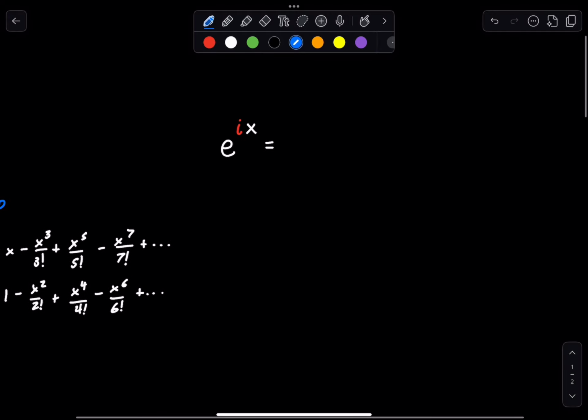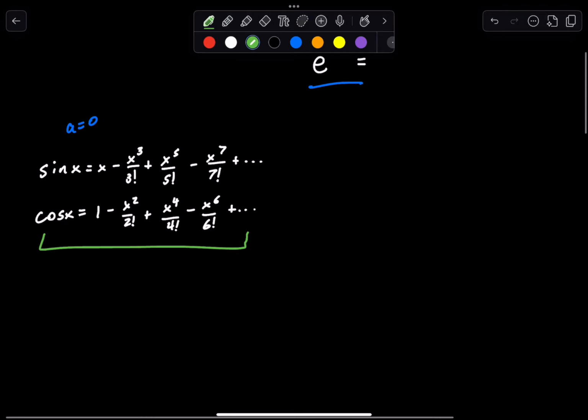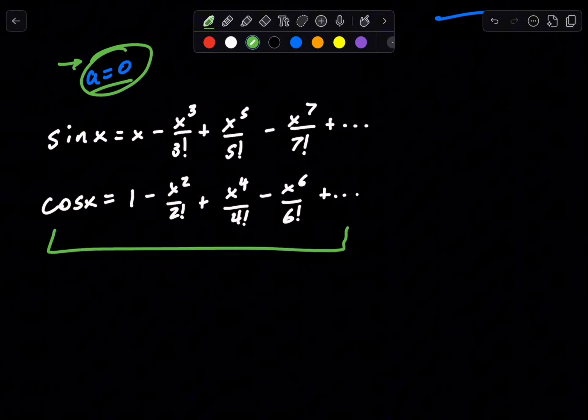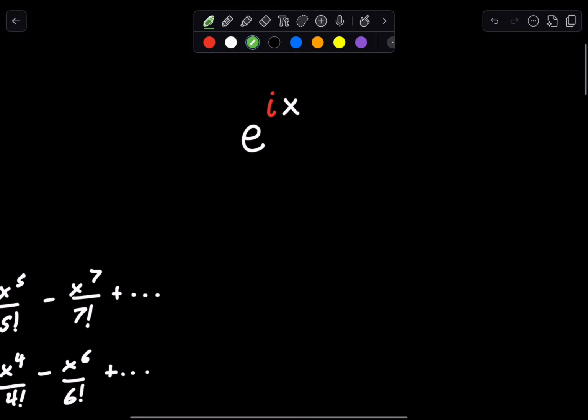we can now move on to our problem for today, e to the ix. And by the way, for those who are a little technical, this is technically a Maclaurin series because the Maclaurin series uses a as 0. So if your focus point is specifically at 0, and it's a Taylor series, it becomes a Maclaurin series. So these are the Maclaurin series for sine of x and cosine of x. But back to e to the ix.